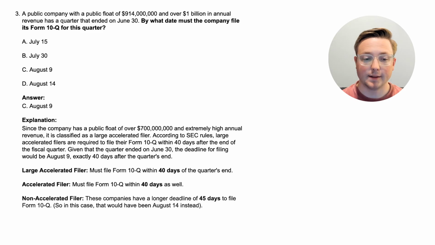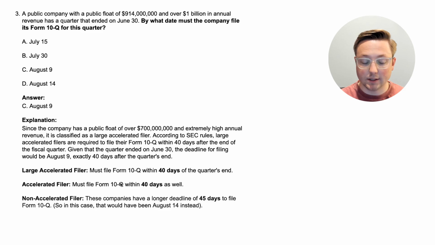All right, here we are at the answer. The answer is C, August 9th. So let's read through this. Since the company has a public float of over $700 million and extremely high annual revenue, it is classified as a large accelerated filer. Okay, so again, that's a little bit less important than what we're about to talk about. According to SEC rules, large accelerated filers are required to file their Form 10Q within 40 days after the end of the fiscal quarter. Given that the quarter ended on June 30th, the deadline for filing would be August 9th, exactly 40 days after the quarter's end.